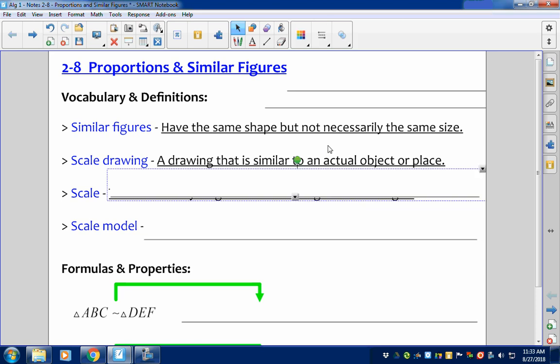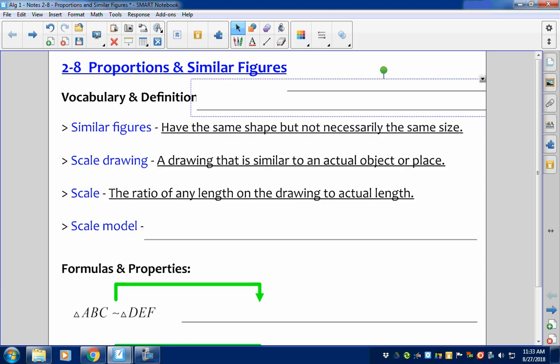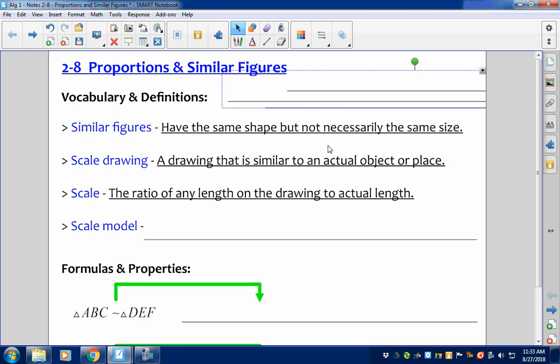Here's what a scale is. It's the ratio of any length on the drawing to the actual length. So here's how it connects to what we've been talking about. Remember, when you set two ratios equal to each other, we have a proportion. So the scale is the ratio of any length on the drawing to the actual length. Write that down. I'm going to be asking you for the scale on some of these shapes.